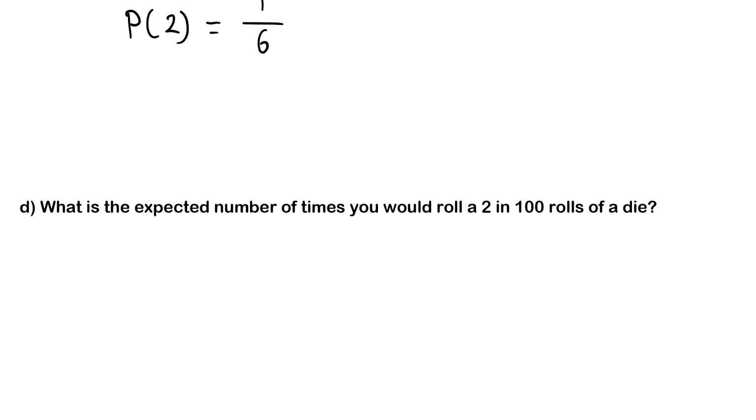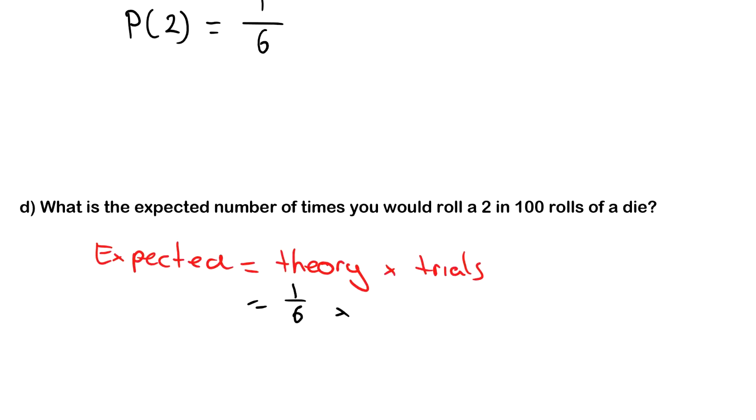What is the expected number of times you would roll a 2 in 100 rolls of a die? So remember, your expected frequency equals your theoretical probability multiplied by trials. So for our case, it is 1 over 6 times 100, which is approximately 17, which means we would expect, if we rolled a die 100 times, to get 17 2s.